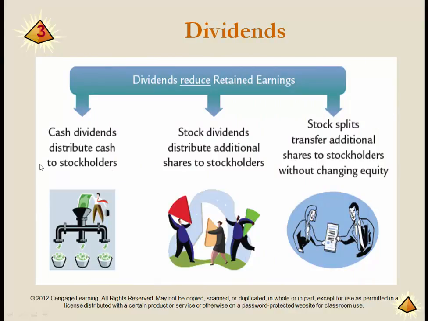Dividends. You have three different types of dividends: cash dividends, stock dividends, and stock splits. A cash dividend is a distribution of cash to shareholders. A stock dividend is a distribution of additional shares. And the stock split is a transfer of additional shares of stock, but it doesn't change equity at all. It only changes the value of the par or stated value of the stock.